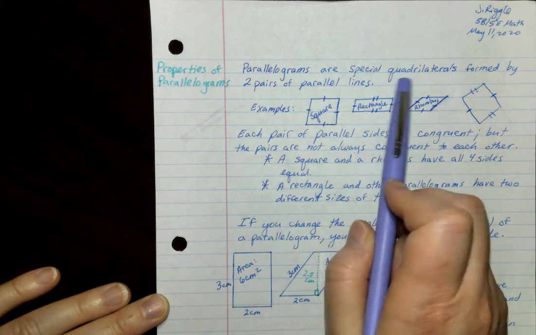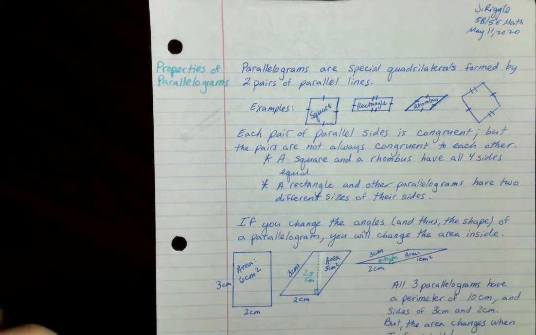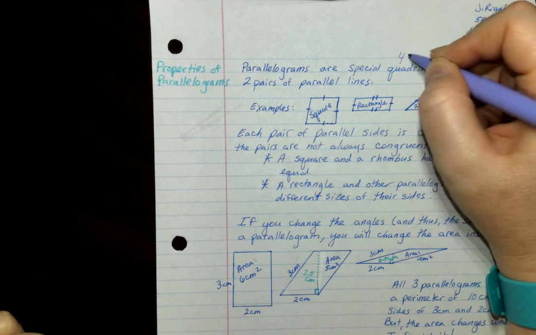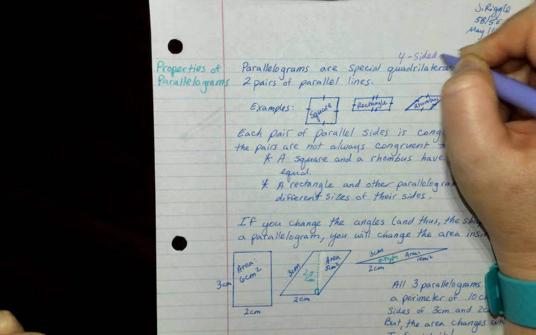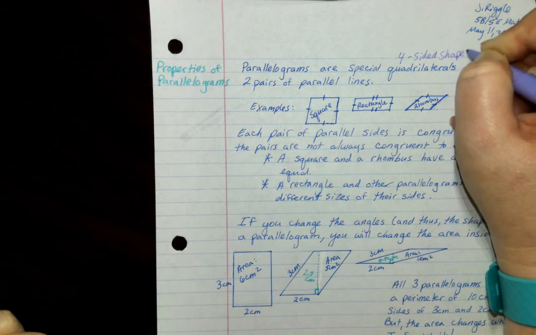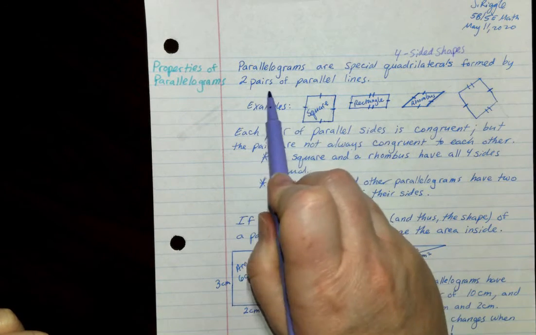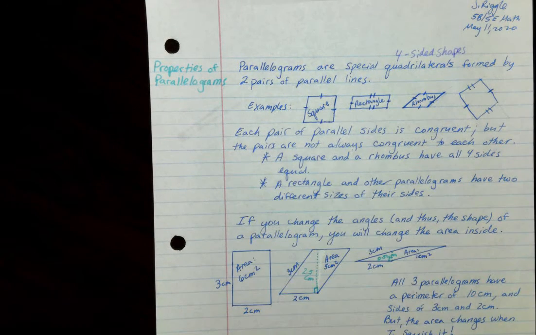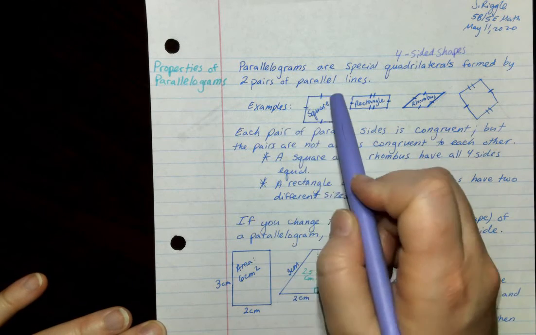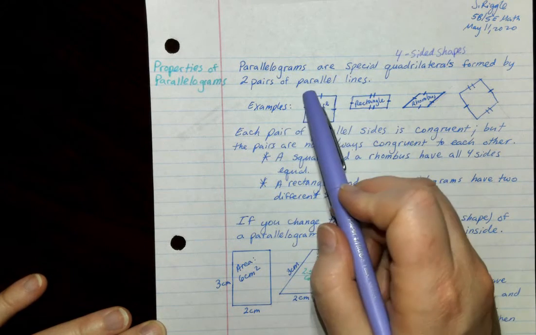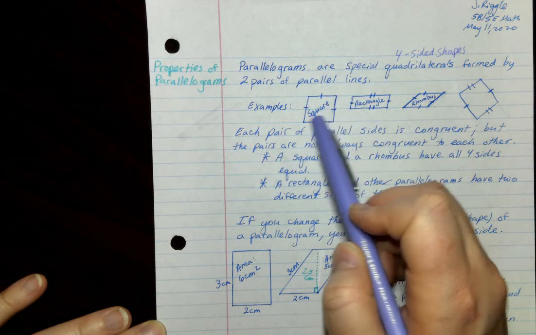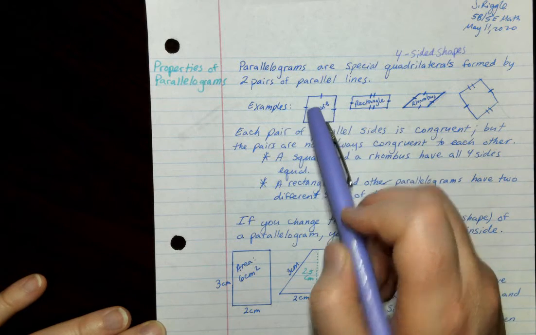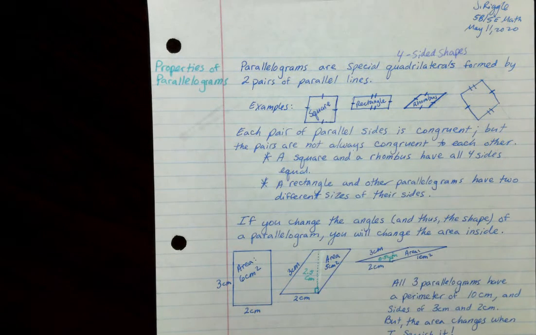Parallelograms are special quadrilaterals. Remember, quadrilaterals are four-sided shapes formed by two pairs of parallel lines. So square is everybody's favorite parallelogram because it has all right angles, everything is exactly the same size, everything is the same. No matter how you turn it, it's the same thing.